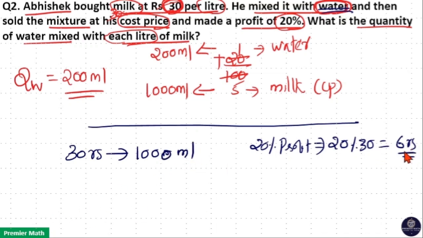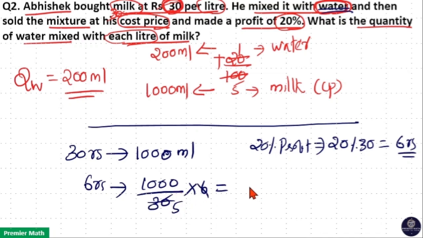Then this 6 rupees denotes the water quantity, meaning at 6 rupees he will get 1000 divided by 30 into 6. That is, 6 goes 5 times in 30, 5 goes 200 times in 1000. So 200 ml is the amount of water at 6 rupees. So 6 rupees is the profit generated, meaning profit denotes the amount of water. 200 ml is the amount of water added to this 1 liter of milk. So you can do this question in either way.